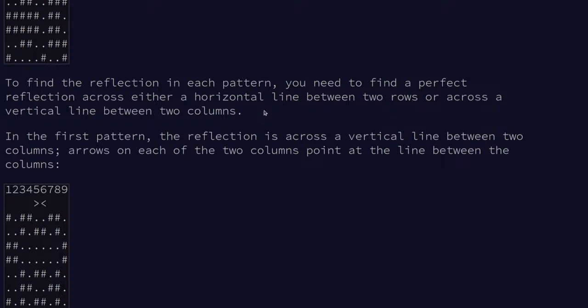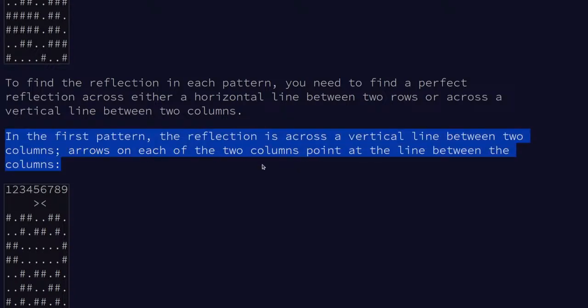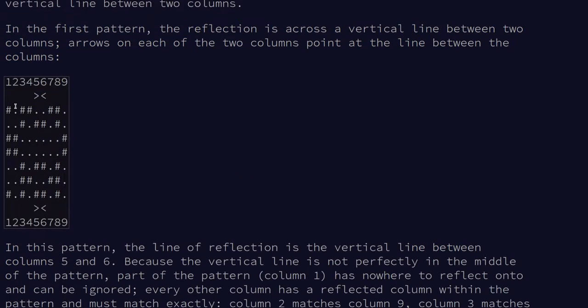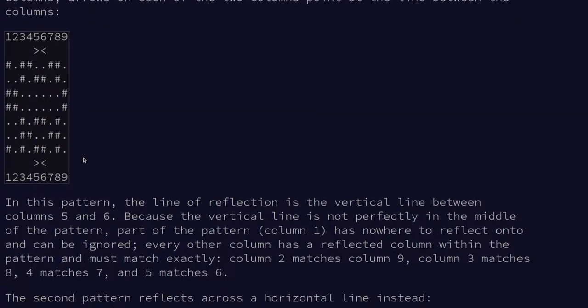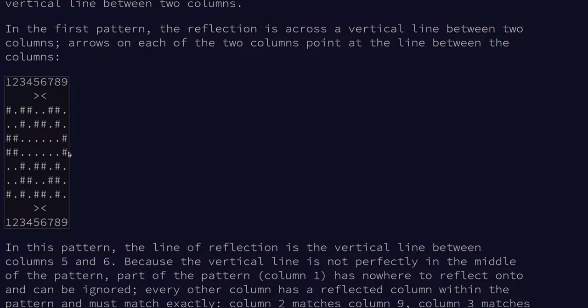To find a perfect reflection across either a vertical line between 2 columns or a horizontal line between 2 rows. The first pattern's reflection is across a vertical line between 2 columns. Okay, fine. So for each row there would be m-1 of these, and for each column there would be n-1 of these. We need to check whether it is a reflection.